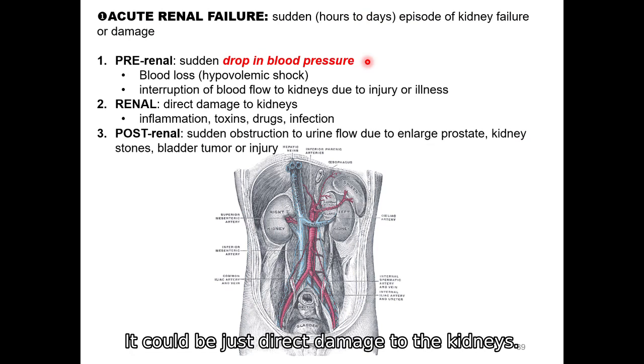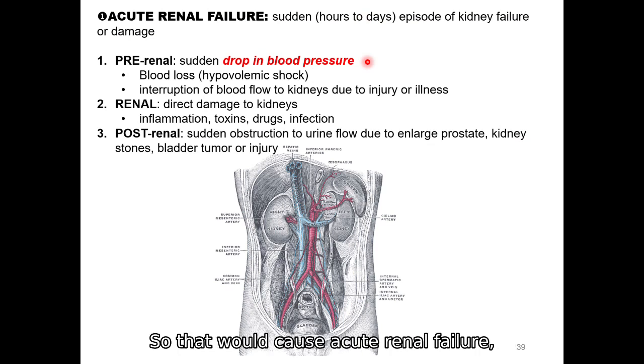It could be just direct damage to the kidneys, so that would cause acute renal failure, either an infection, inflammation, toxin, drugs, and then it could just be the kidneys are fine, it has something to do with urine flow, and so an obstruction. So either, we'll talk about kidney stones in just a second, prostate, bladder tumor, or injury.